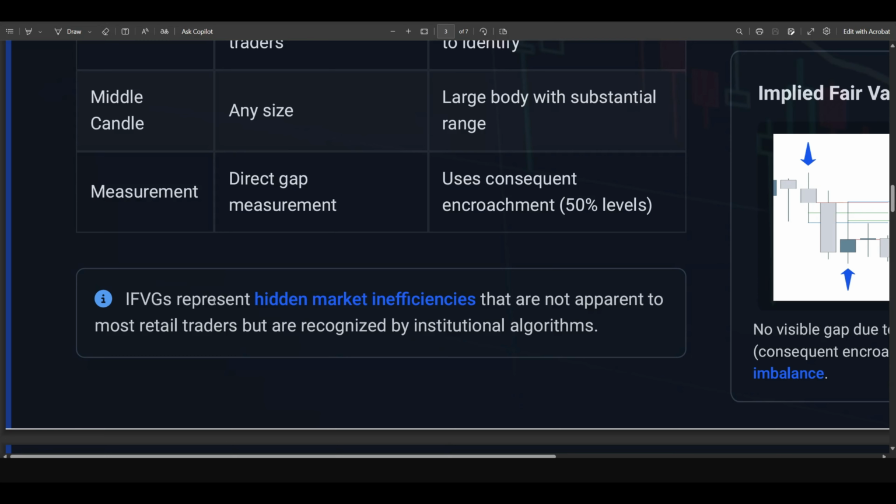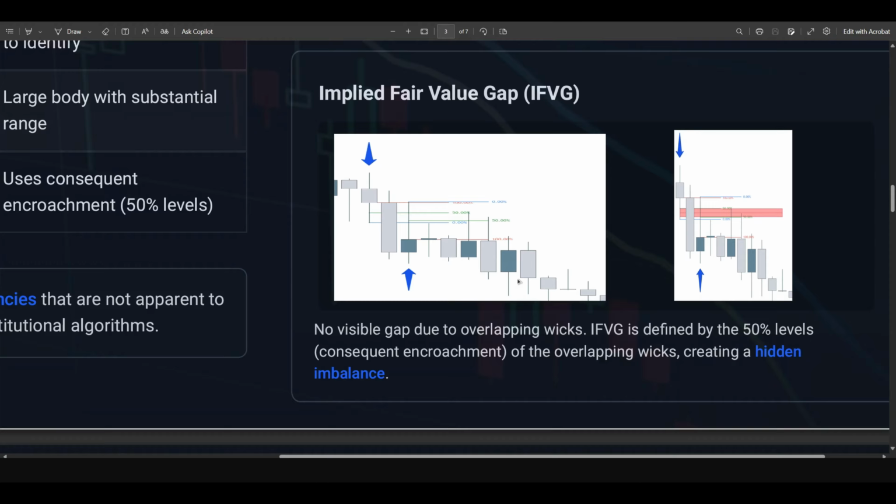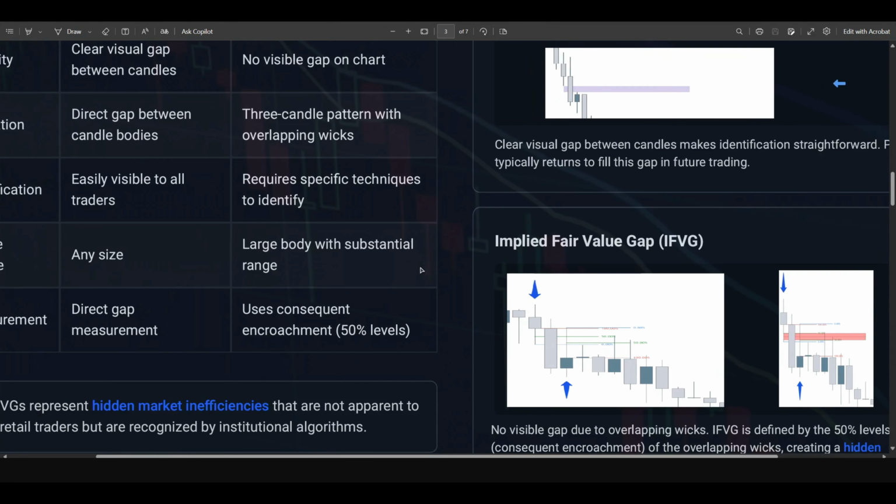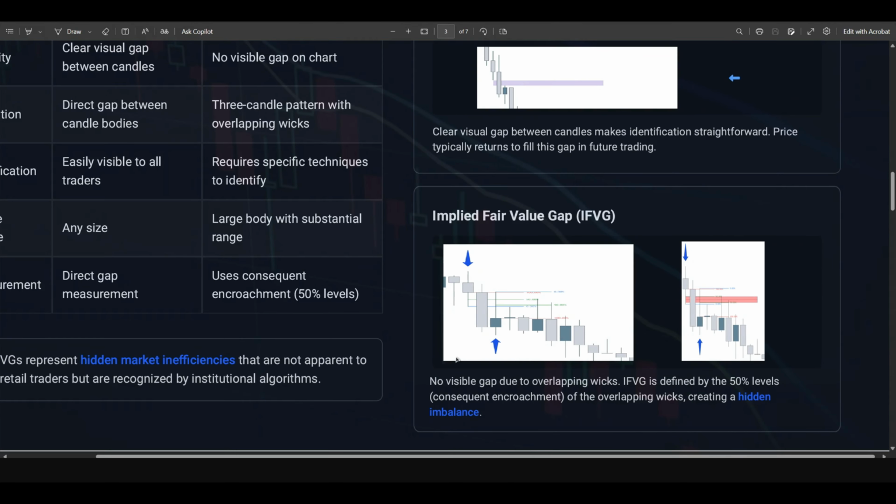Now, implied fair value gaps represent hidden market inefficiencies that are not apparent to most retail traders, but are recognized by institutional algorithms. It's really interesting. I honestly don't think you absolutely need to learn this, in my opinion, but it is a pretty interesting concept.